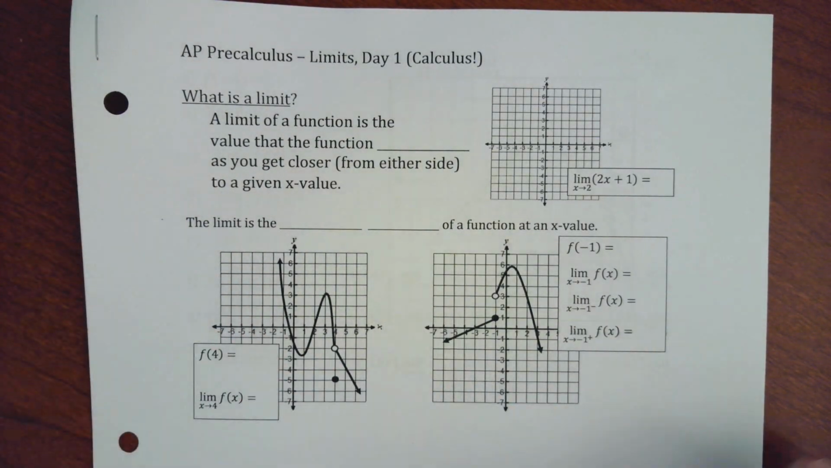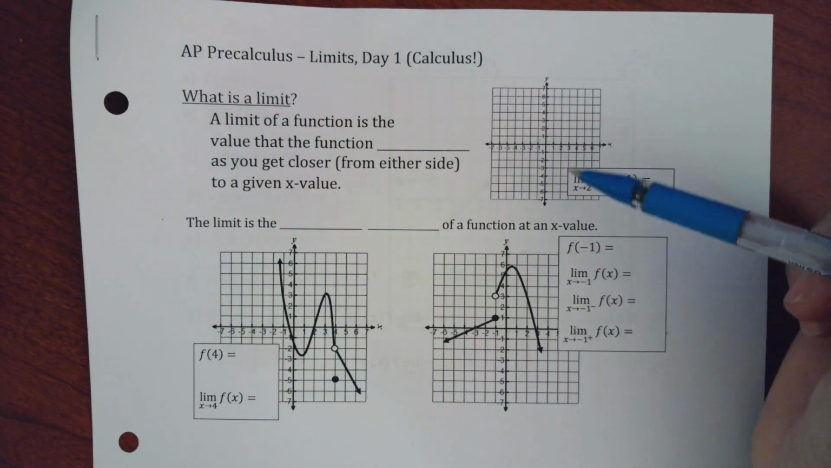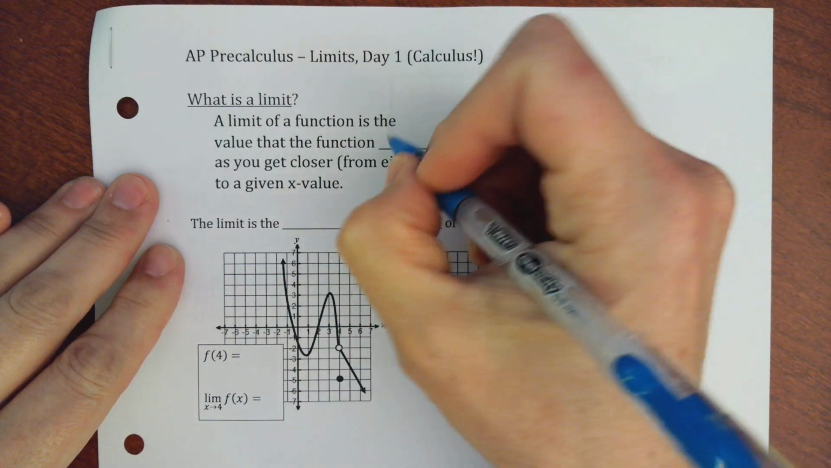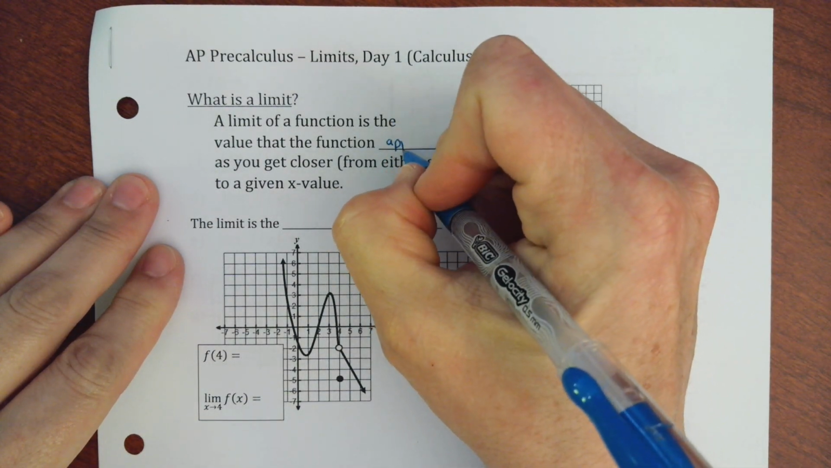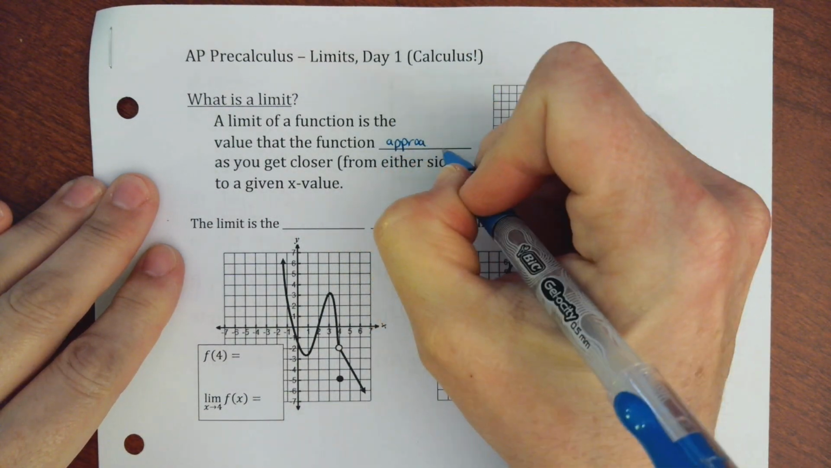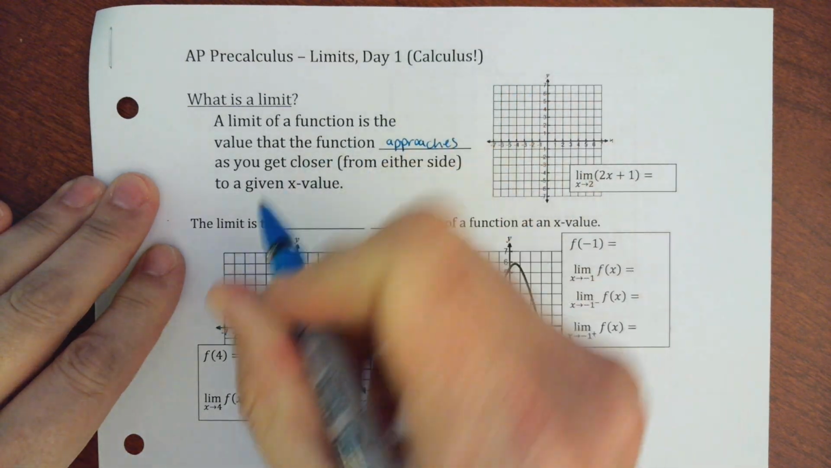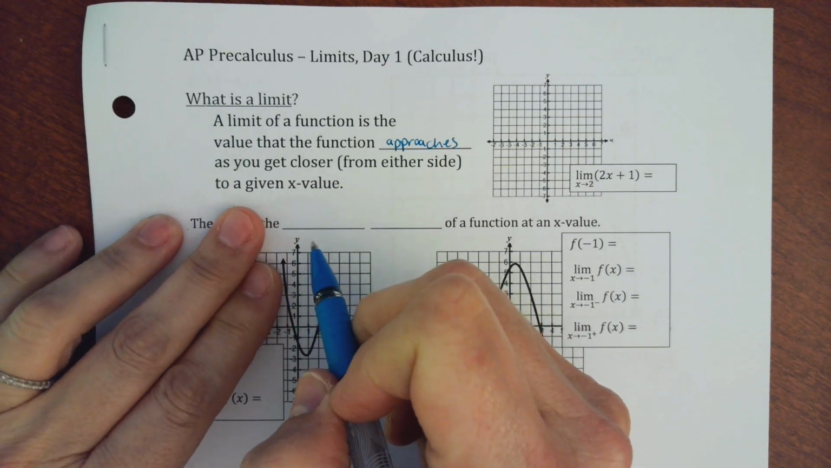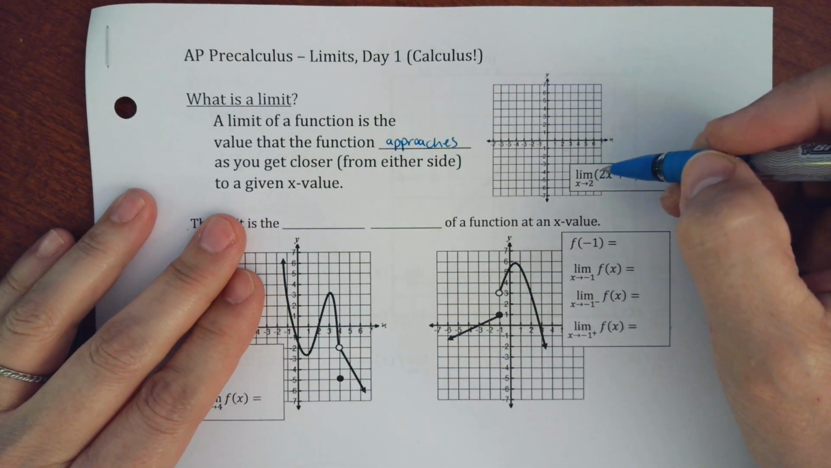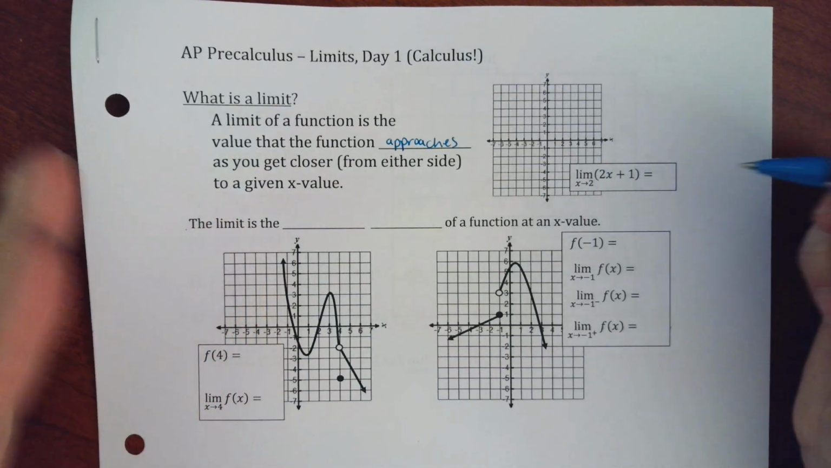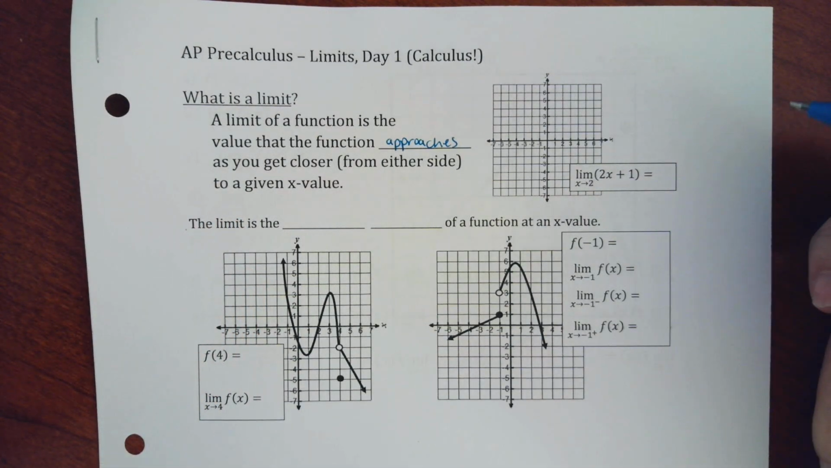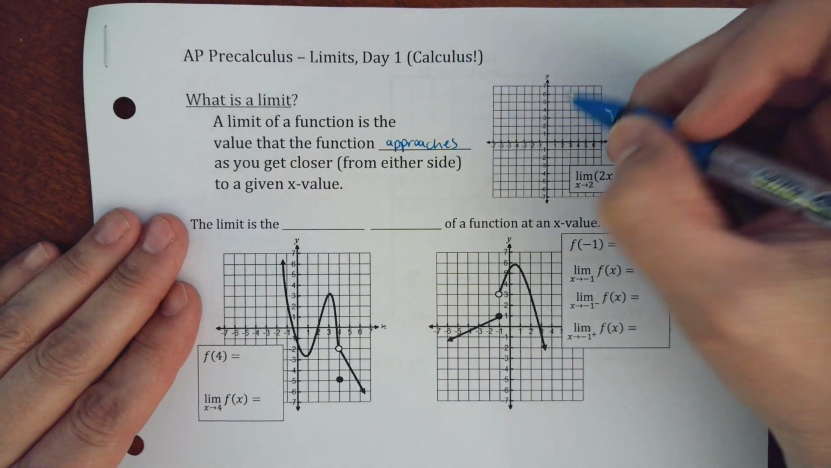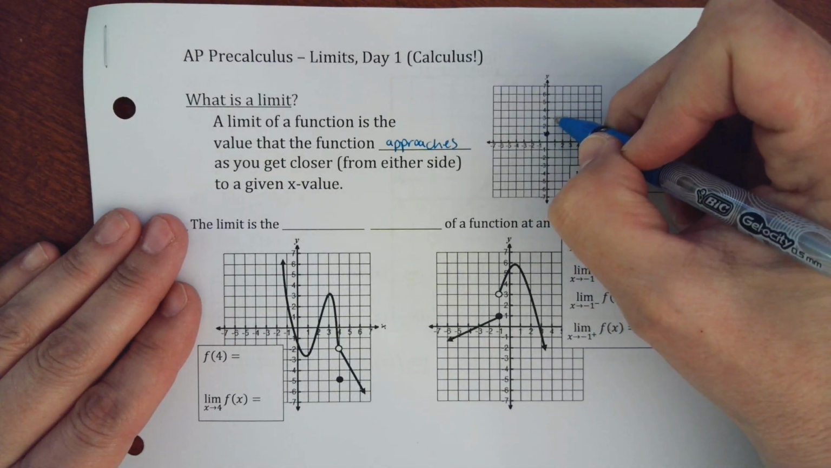Alright, so when we talk about limits, the limit of a function is the value that the function approaches as you get closer and closer from either side to a given x value. So let's look here. We're trying to do the limit of 2x plus 1. One of the easiest ways to do a limit is to look at a picture or plug in a number. If we graph 2x plus 1, it starts at 1, goes up 2 over 1.